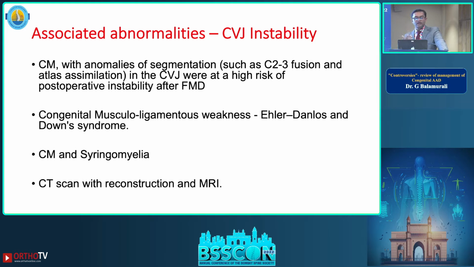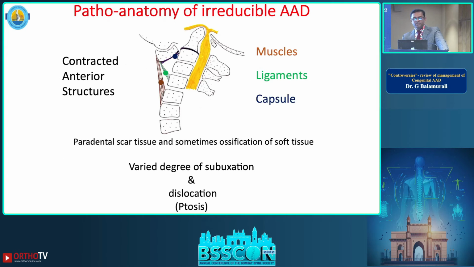Along with that, you can have muscular weakness, either congenital, like in Ehlers-Danlos, in Down syndrome, with Chiari, with the syrinx. So the whole thing becomes complicated, and that's why it's important to understand and do a thorough CT and an MRI. So this picture actually shows that the anterior contractures can be either due to muscle, ligament, or the capsule. So that is why you have an irreducible or a non-reducible AAD.